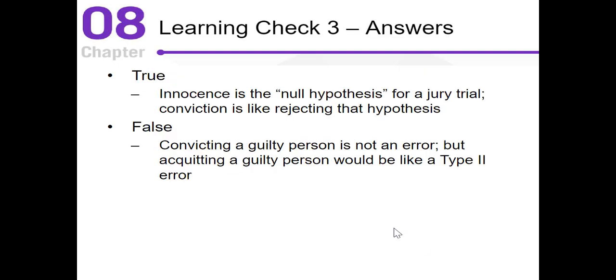So the first one is true. Innocence is the null hypothesis for the jury trial. The conviction is like rejecting that hypothesis. But the second one is false. When we convict a guilty person, that's not an error. But acquitting a guilty person would be a type 2 error.